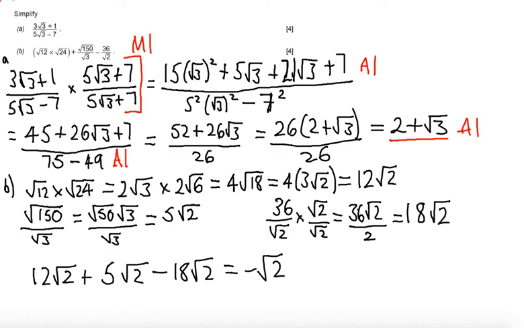Let's see how the marks are awarded in this question. Well, first of all, standalone mark B1 if you've got 12 root 2. Second of all, standalone mark B1 if you've got 5 root 2. Third, we get a standalone B1 mark if you've got 18 root 2. And finally, if you've got minus root 2, you get the final standalone mark.